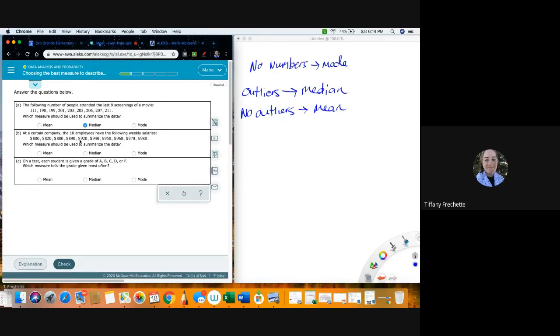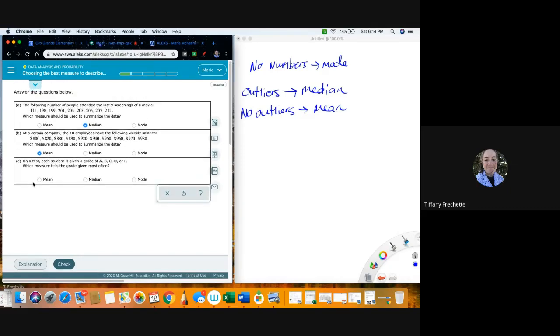At a certain company, the 10 employees have the following weekly salaries. So it looks like we're going pretty consistently all the way up. No huge jumps, 10 to 20 bucks each time. So that would be no outliers. I would go with mean.